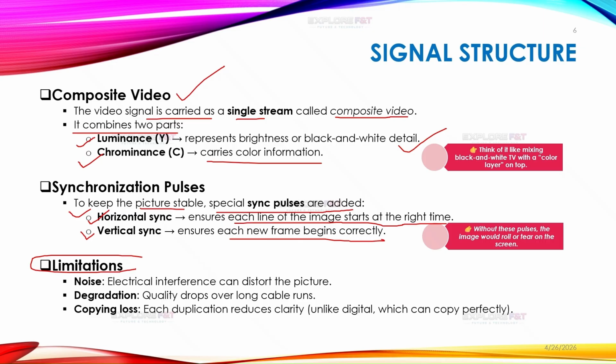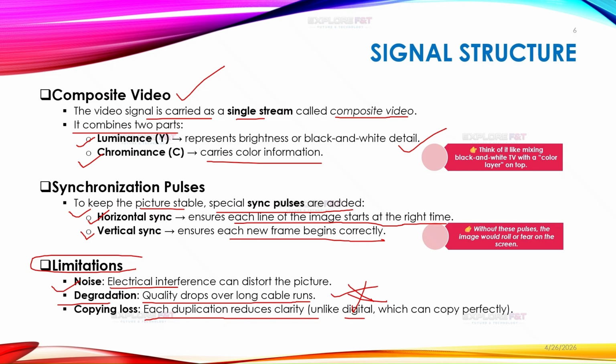And what are the limitations? Limitations like noise: if electrical interference is there, the image could be distorted. And degradation, like quality drop over a long cable run. Suppose you are running a long cable, the quality of the picture might go down. And copy loss: if you are copying multiple times, it could reduce the quality, unlike digital. In digital it will not degrade the quality, but here it will.